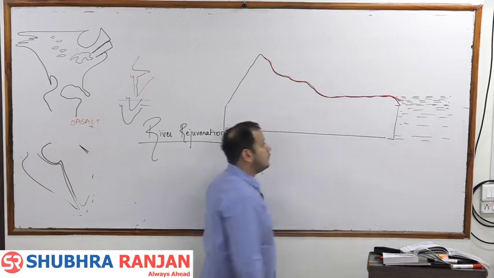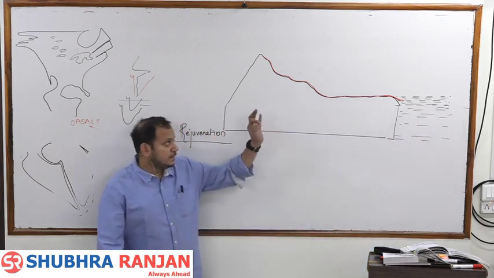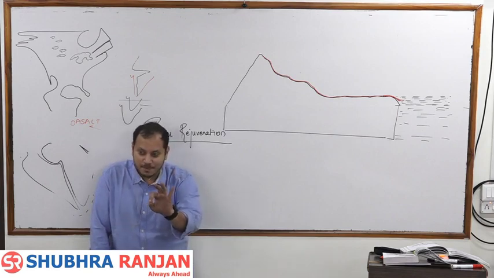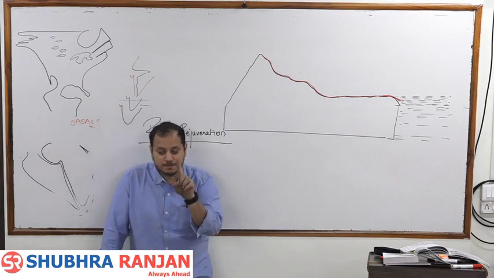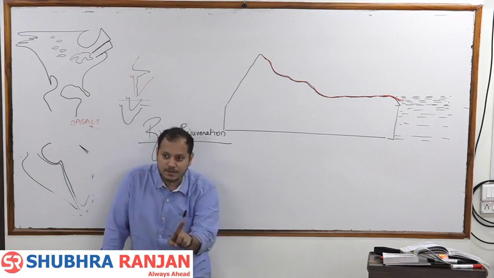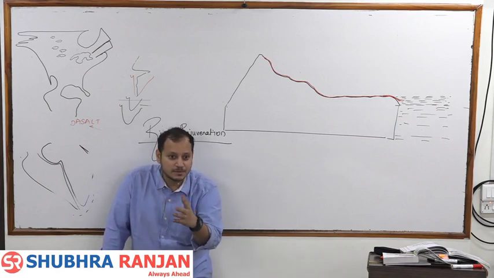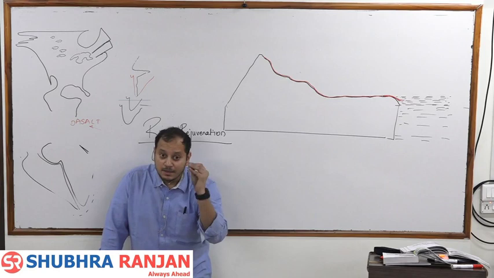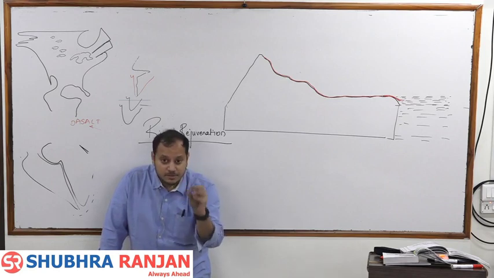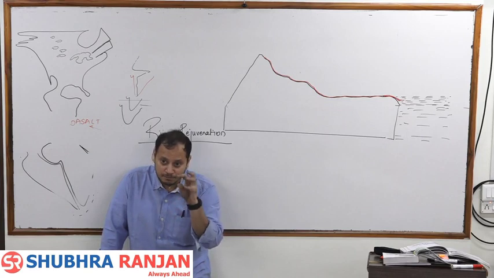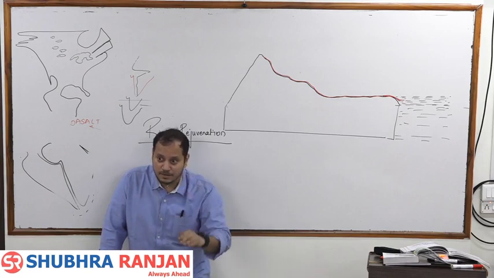Now, for the river to increase its erosion capacity, what should increase? Speed should increase. The speed of a river increases during the floods, and that is why floods cause so much damage, because erosion capacity increases. But floods are a very temporary phenomenon which occurs every year. Sometimes the speed also increases due to large scale global changes which cause a rise or fall in the sea level.